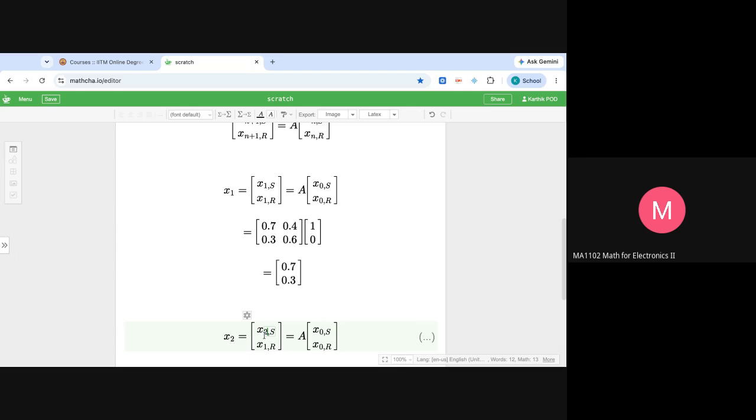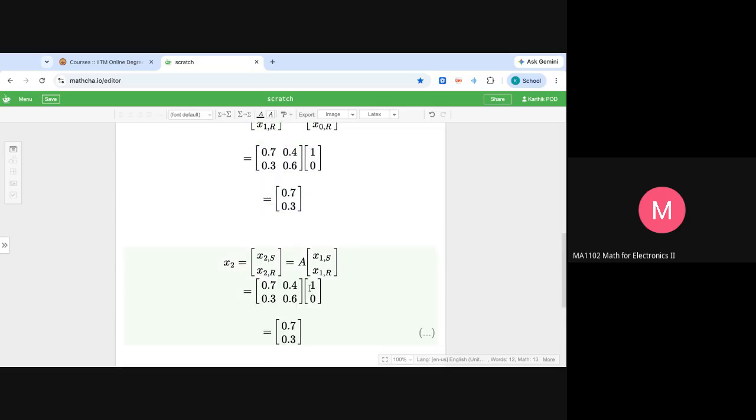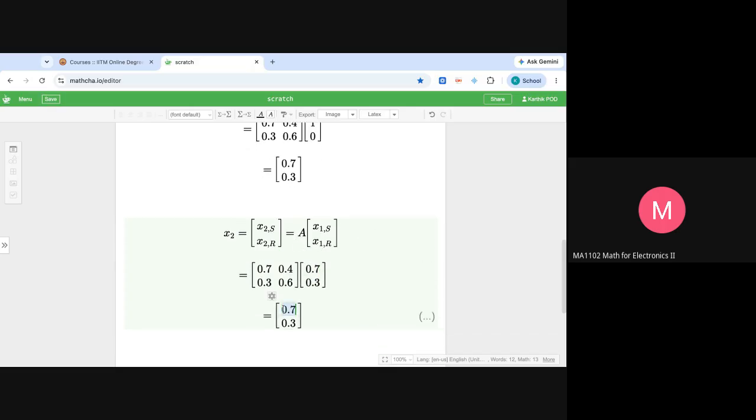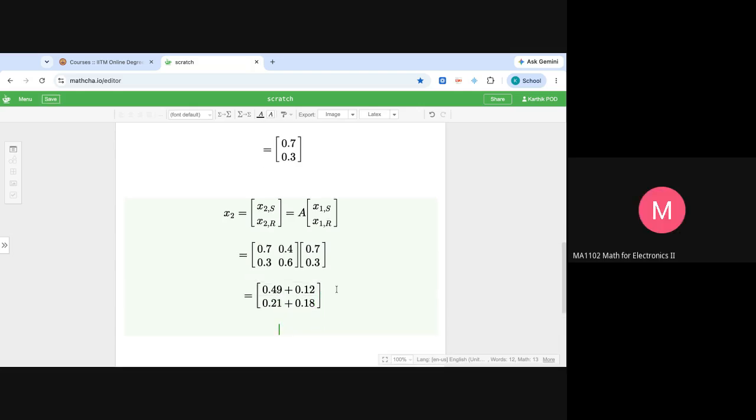So everything will change to now x2, and this one will become x1. So the rest of it will just be the same thing, but with just this one changing to 0.7, 0.3. So I believe 0.49 and 0.12. So it would be 0.61 something. Then the other one is 0.21 plus 0.18. So this will end up being 0.61 and 0.39.